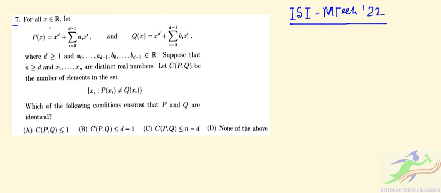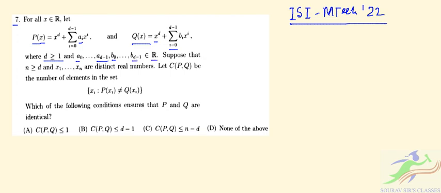It is given that for all x belongs to R, let P(x) be x to the power d plus the summation of i equal to 0 to d minus 1 of a_i x^i, and Q(x) is given as x to the power d plus the summation of i equal to 0 to d minus 1 of b_i x^i, where d is greater than or equal to 1 and a_0 to a_(d-1) and b_0 to b_(d-1) all belong to the real space.